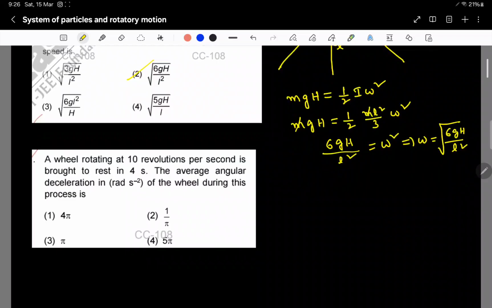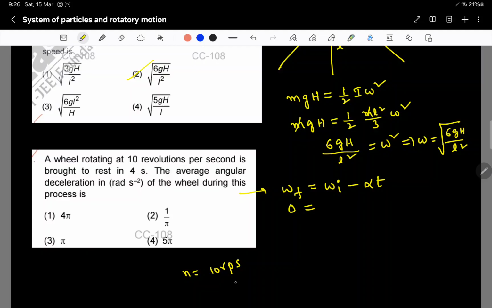Next, a wheel rotating at 10 revolutions per second is brought to rest in 4 seconds. So the final angular velocity is 0 after 4 seconds. We are asked the average angular deceleration. It is easy only, students. Final angular velocity omega f equals initial angular velocity minus alpha t, the kinematic equation for rotational motion. The initial angular velocity is not directly given, but n equals 10 revolutions per second.